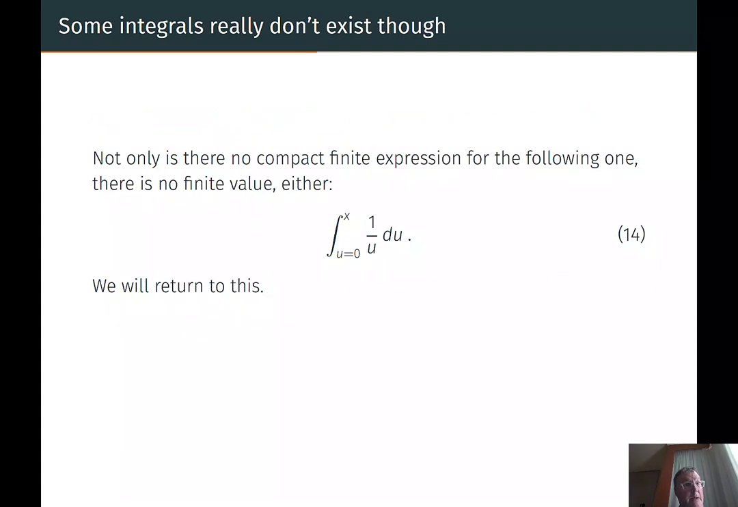Some integrals really don't exist, not even numerically. So there's no compact finite expression for this following one. There's no finite value either. If you integrate not from u equals 1, but from u equals 0 of 1 over u, we're dividing by 0 at the left endpoint. This is what's known as an improper integral. And in this particular case, you can't do it. That answer is going to be infinity.